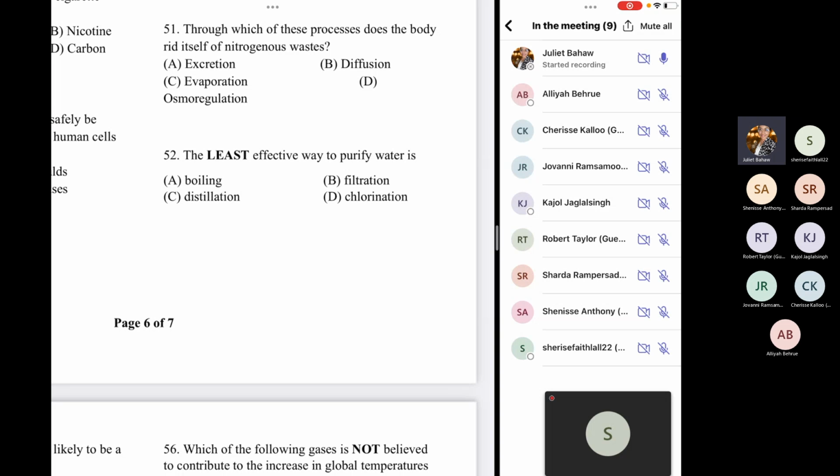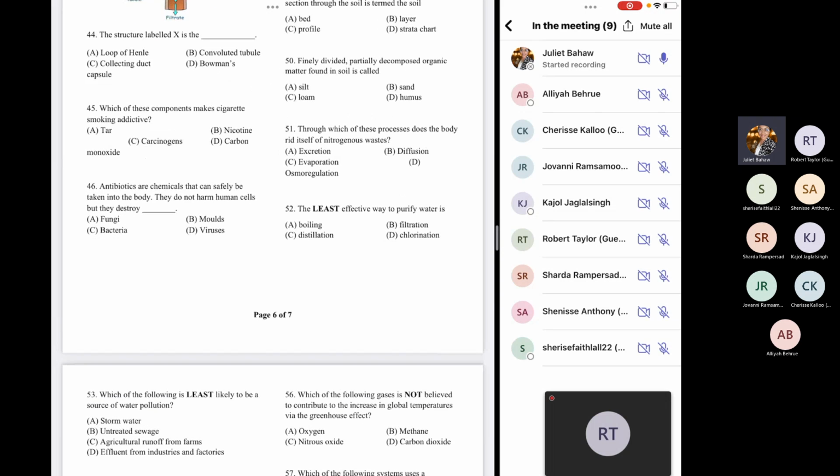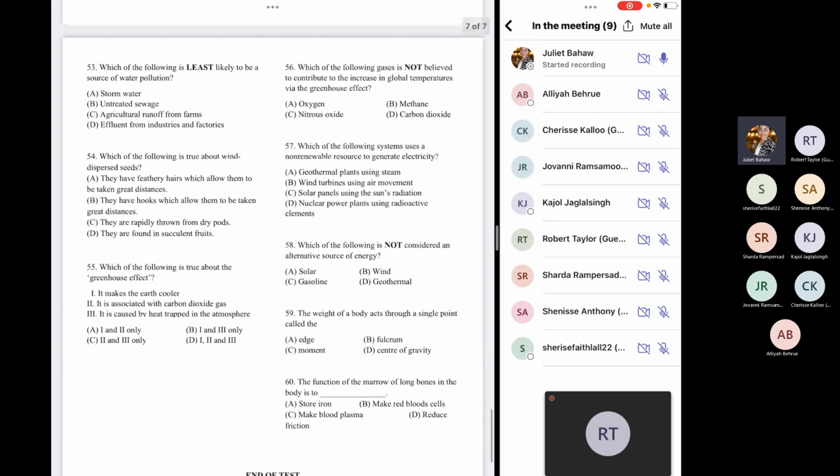So which one do you think is the least? Miss, filtration. Some people's answers are here in filtration. Everyone had B? Yes, B, because remember when you're distilling, you're boiling the water, it evaporates, it cools, you collect the distillate. Chlorination, you're adding your chlorine, so you're killing microorganisms. But when you're filtering, you're just getting rid of little sediments that may have been left in the water.